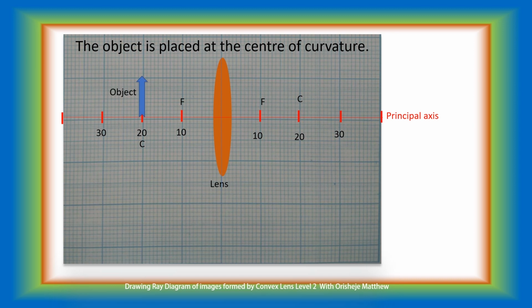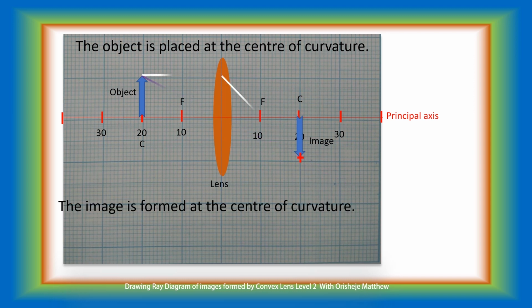So if we put an object there, let's see. A ray parallel to the principal axis is refracted through the focus. Then the second ray, a ray passing through the optical center, does not alter its direction, so maintain the direction. At the point of intersection of the two rays, we mark where the image is formed. So let's draw the image.